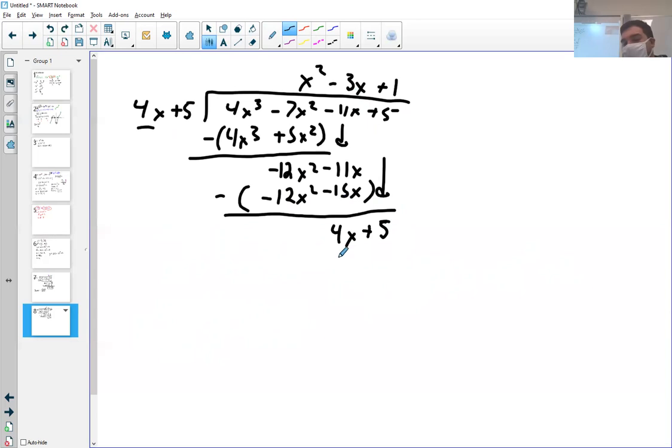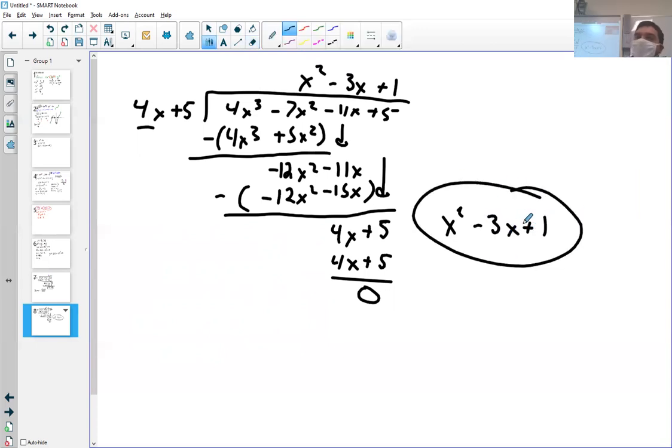And what's really nice about here is there's no remainder, right? And if there was, it would just be over the whatever. So your final answer is x squared minus 3x plus 1. No remainder, so no need to do that thing over the top. If you do have a remainder, do the thing over the top.